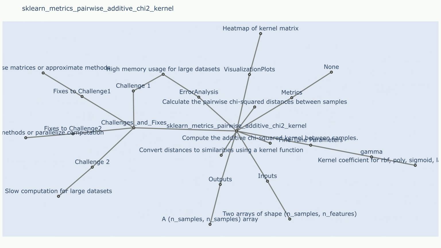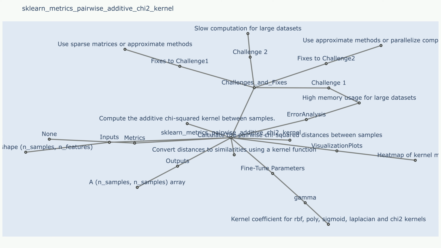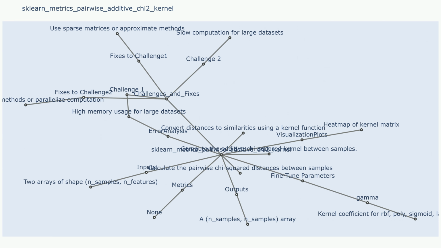Visualization plots: heat map visualizes the kernel matrix, highlighting areas of high similarity. Scatter plot visualizes the relationship between the samples in X and Y, colored according to their kernel values. Fine-tune parameters: none. This kernel does not have any fine-tune parameters. Uncertainty methods: none. This kernel does not have any built-in uncertainty methods.